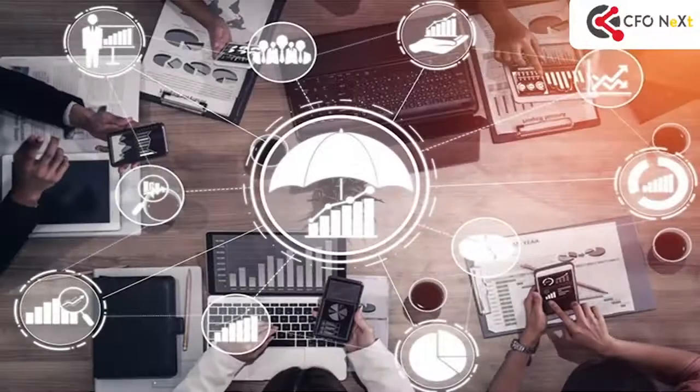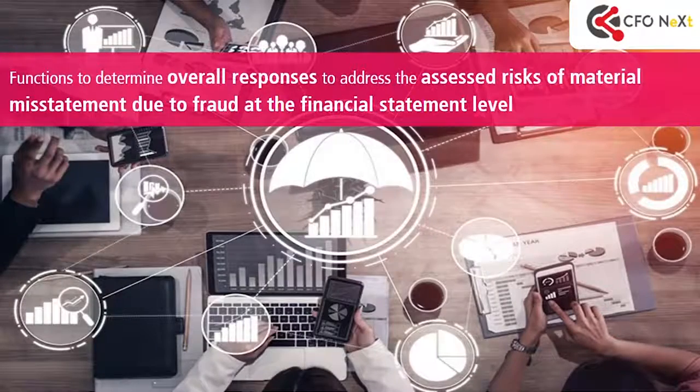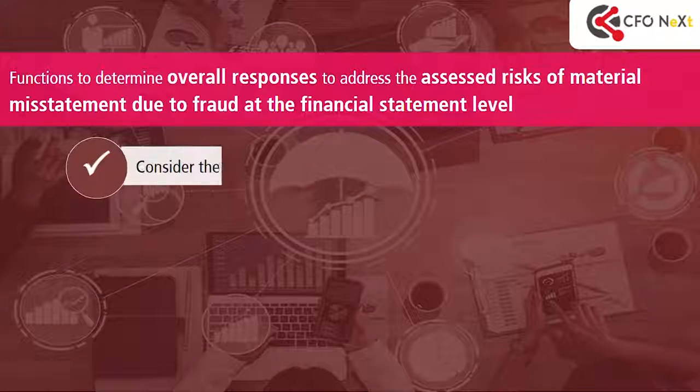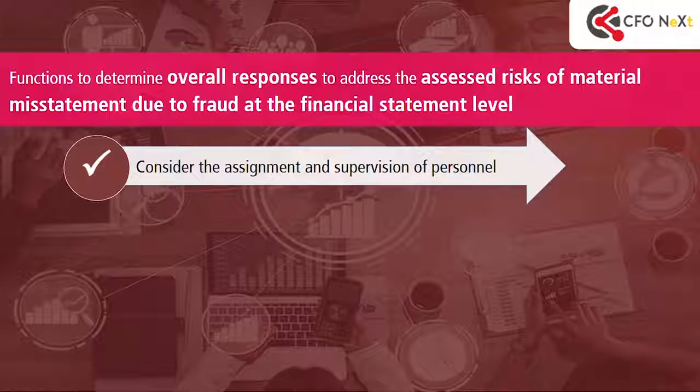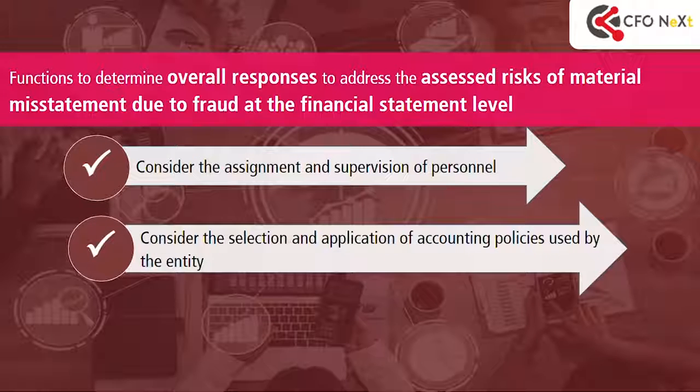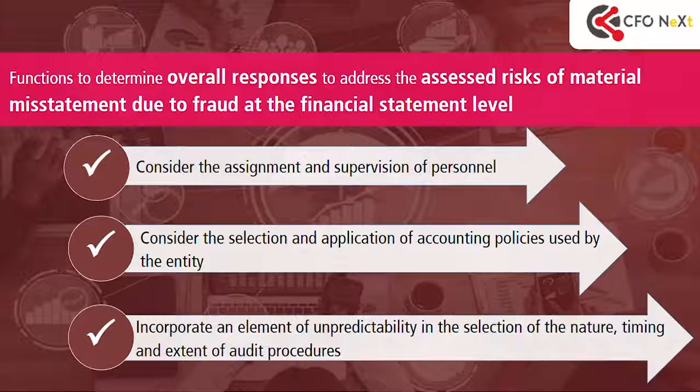The auditor shall perform the following functions to determine overall responses to address the assessed risks of material misstatement due to fraud at the financial statement level. Consider the assignment and supervision of personnel. Consider the selection and application of accounting policies used by the entity. Incorporate an element of unpredictability in the selection of the nature, timing, and extent of audit procedures.